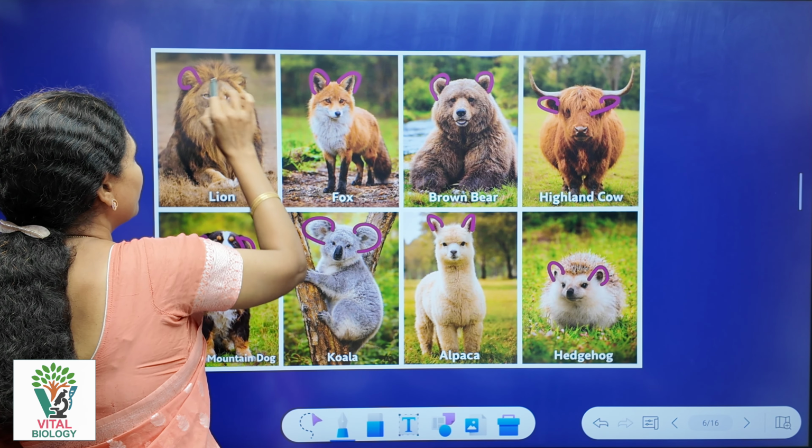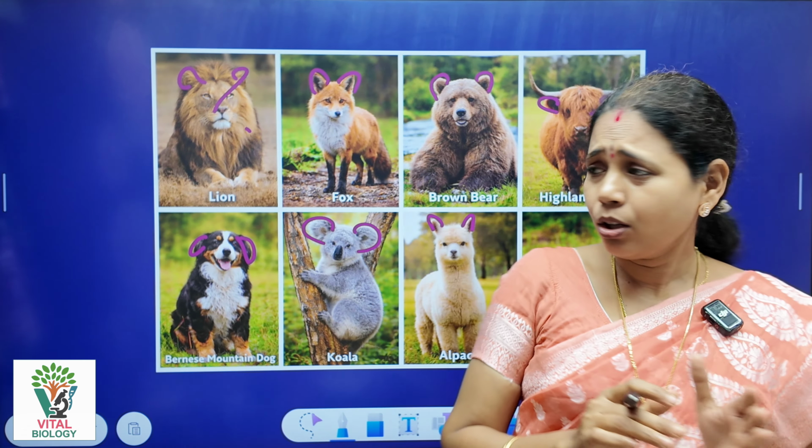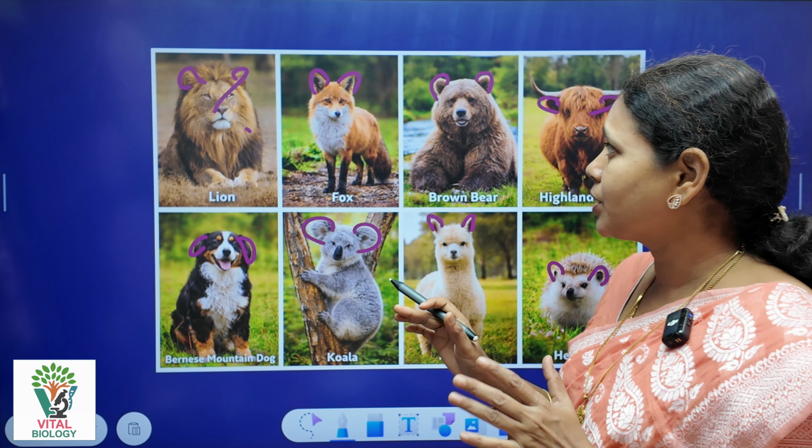And along with that, here you can notice that they are provided with the external ear pinna. So external ears are seen in these mammals. Here you can see that in each and every animal, external ears or the external ear pinna are present. Along with that, you can see that these animals are provided with two pairs of limbs. So here the front limbs as well as the hind limbs. Like this, two pairs of limbs are observed.